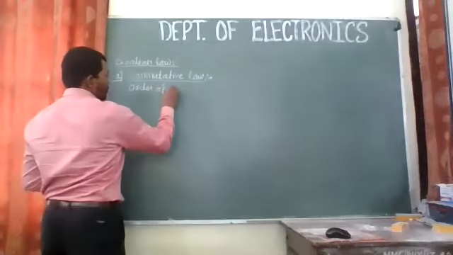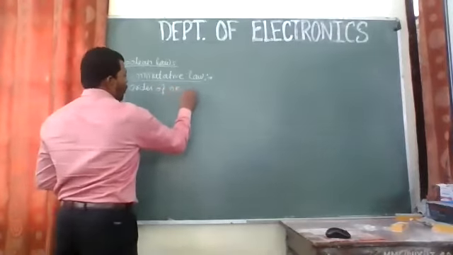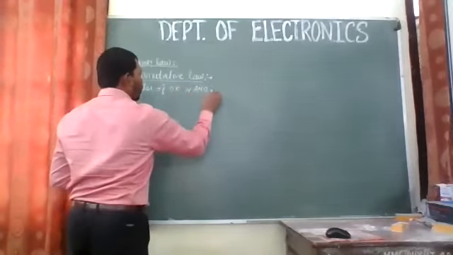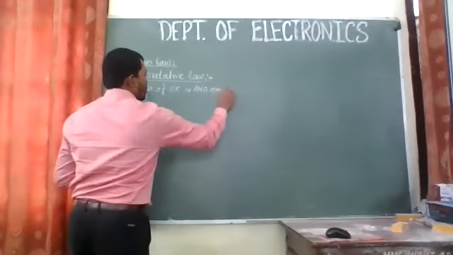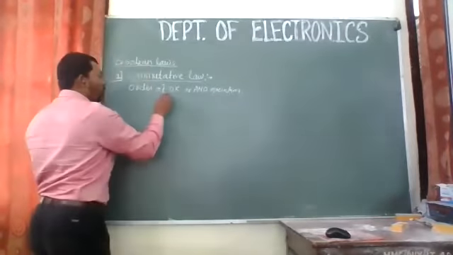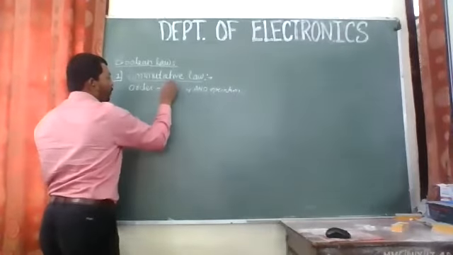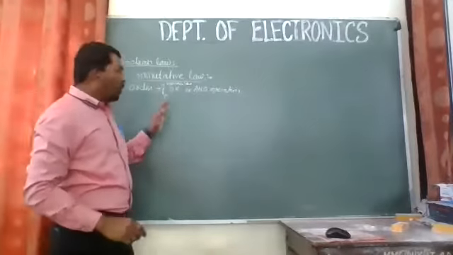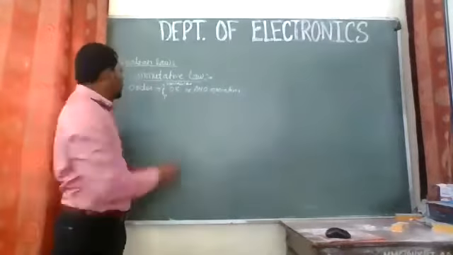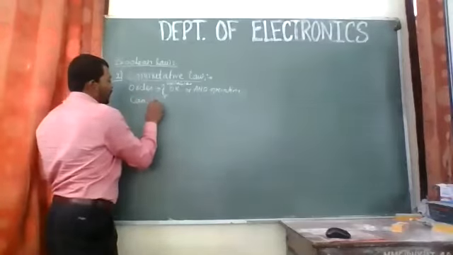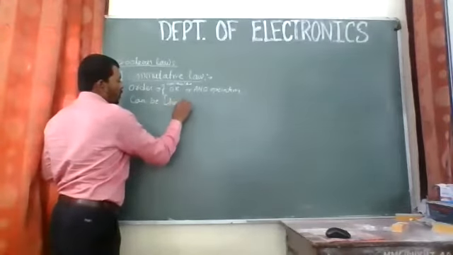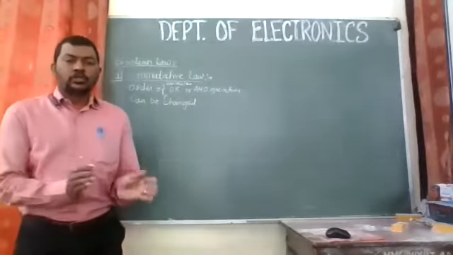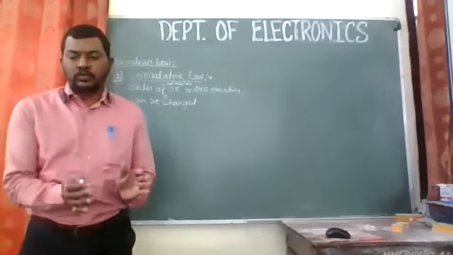The order of variables, in an OR or an AND operation, can be changed. This is called the commutative law. The commutative law deals with the change of variables from one position to the other.